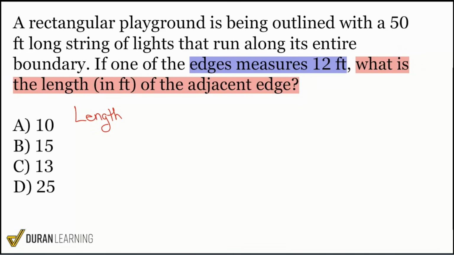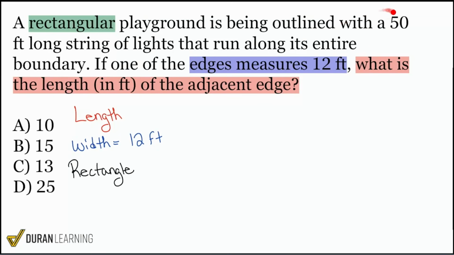So I'm going to mark the other one as width, 12 feet. Let's just go ahead and see what information we're dealing with. It says a rectangular playground. Okay, cool. So I see that we have a rectangle. Let's write that down. Rectangle, nice and easy. So a rectangular playground is being outlined with a 50-foot long string of lights that run along its entire boundary.